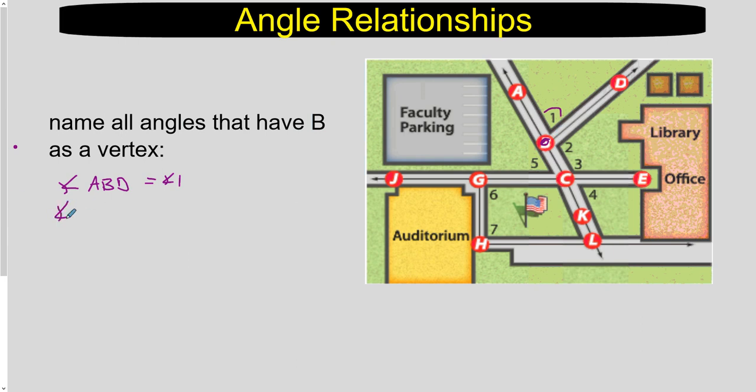Then we have angle DBC, which is angle 2, or angle, let's see, ACG. I guess I wouldn't have B as a vertex though, would it? So really those are the only two that we're able to use that have B as the vertex. This one uses the line or the ray going through B as a side, as does this one, but only 1 and 2 would have B as the vertex.